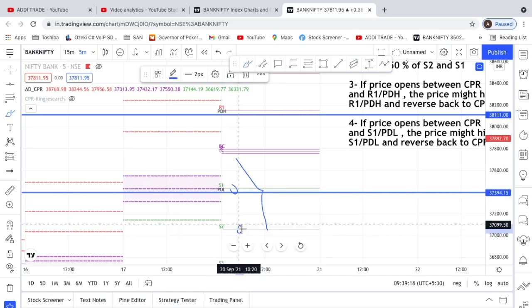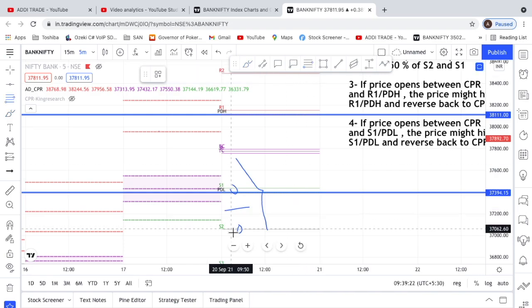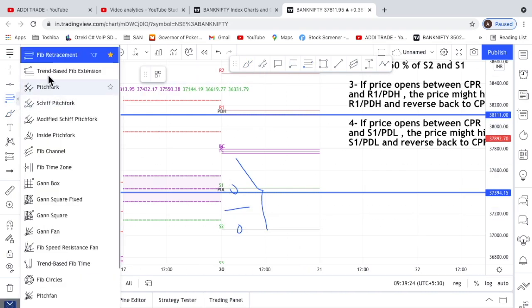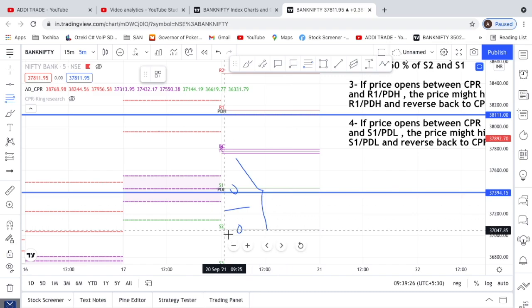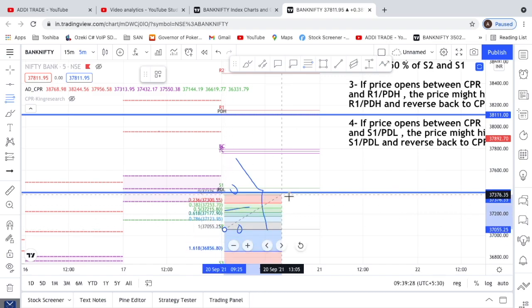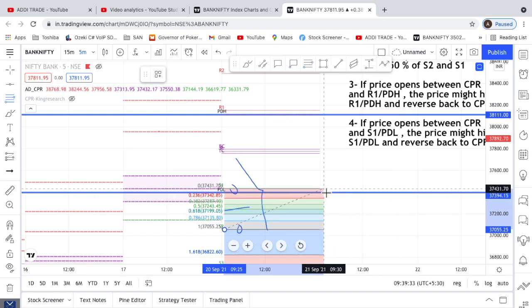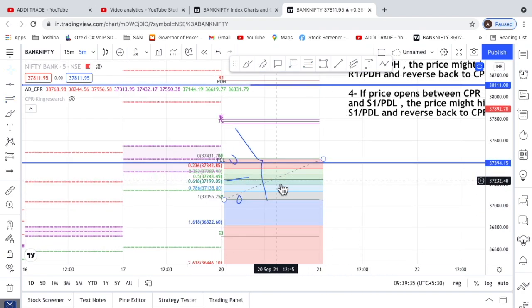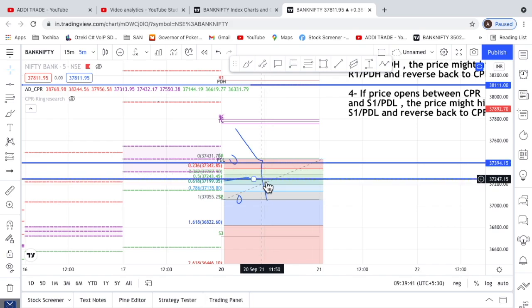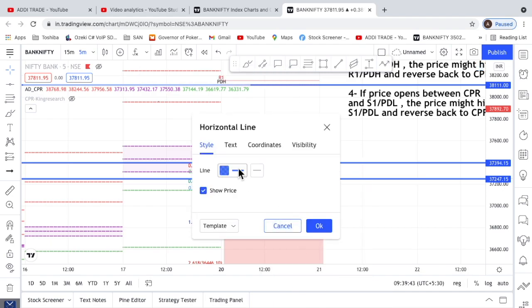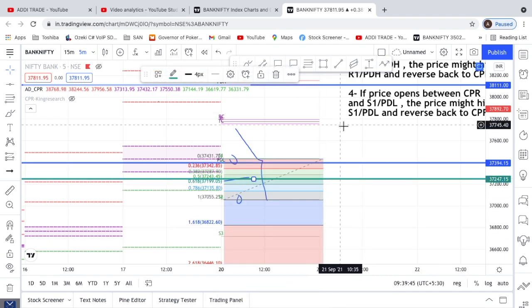Now again, how do we see 50%? Just take the Fibonacci tool. You'll find it over here. Just click on Fib retracement. Keep it at S2 and drag it all the way until S1. And just mark this 50% line. Here you have the 20, 38, and this is the 50% line. And then we'll get rid of this.